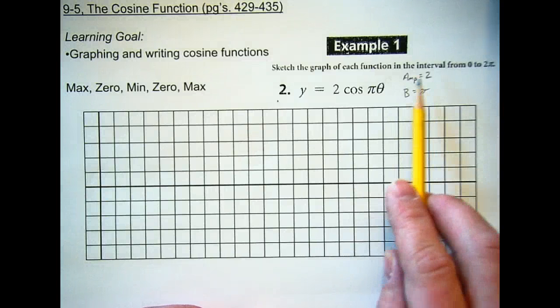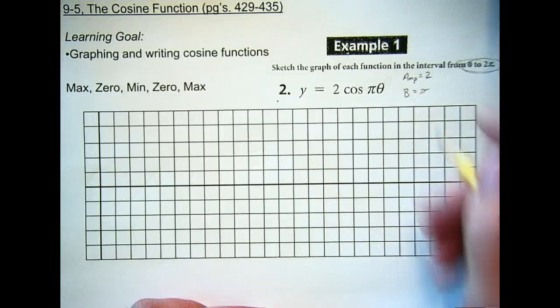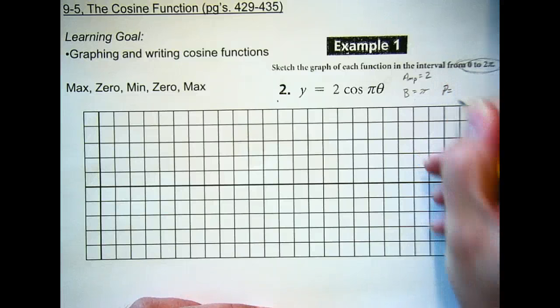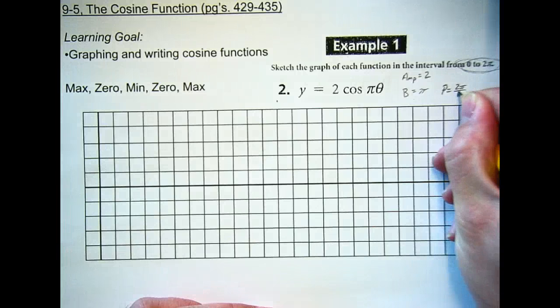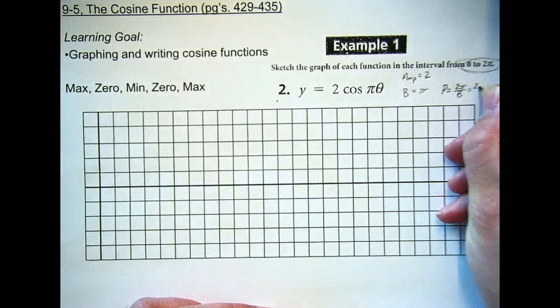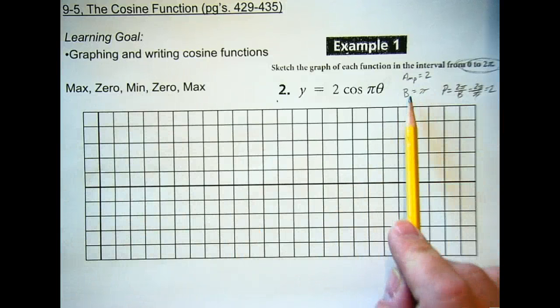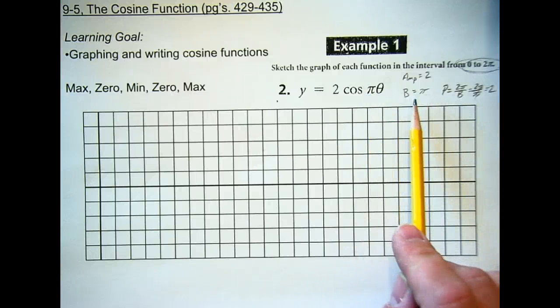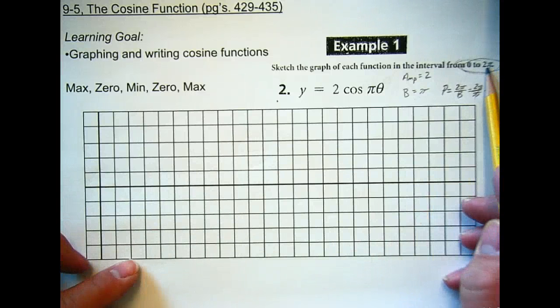Now, we still have to go out to 2 pi. So it would be helpful for us to know our period. Our period is 2 pi over b, so in this case, 2 pi over pi, which is 2. The length of one of those cycles is going to be 2. If we're going to see about 3 cycles, and the length of one is 2, that's 2, 4, 6. We need to get out to about 6.28, right?